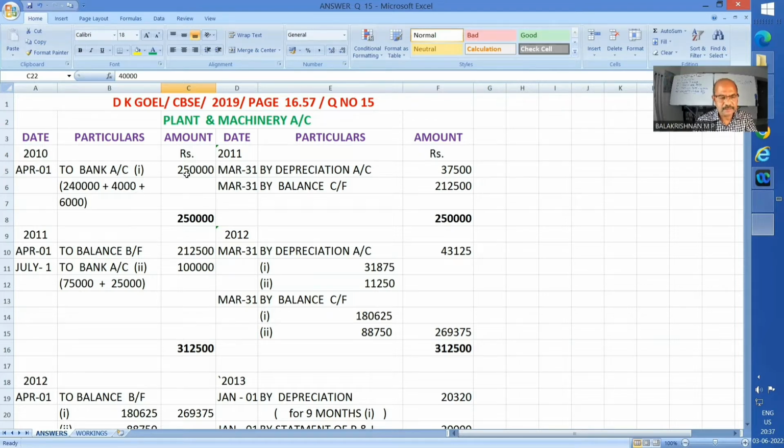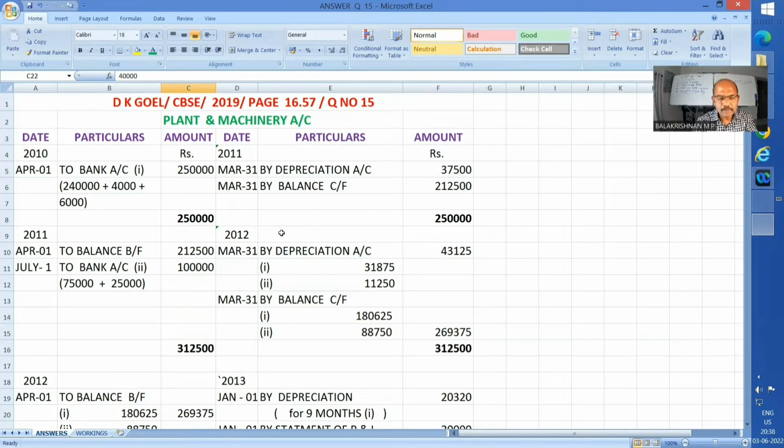That is better. It will make you very comfortable. Otherwise, if you show separate entries to bank, 3 entries, you will have a little bit of problem in calculating depreciation and other things. So I added all the related expenditure also, and a single entry only I made on April 1st. And depreciation, already explained to you, 37,500.